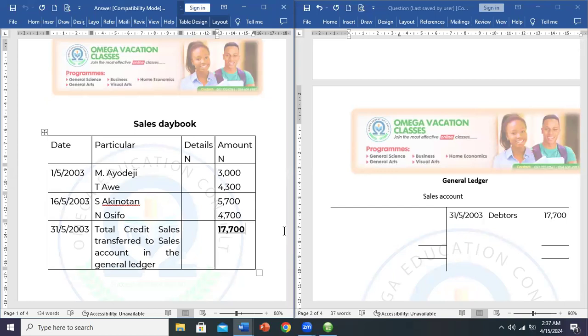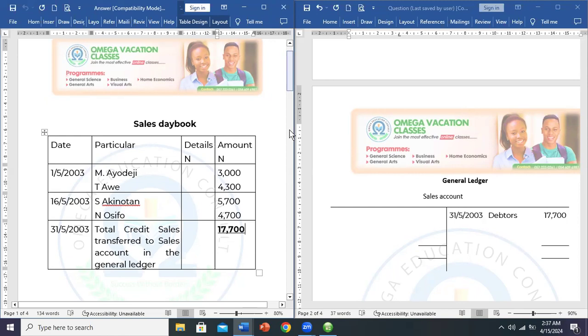Please, yes, sir. Okay. So in the general ledger for the sales account, you only pick the total. It is in the sales ledger, or sometimes we call it the debtors ledger, that you open the account for each person. So that is for the sales day book. That's how you do the postings in the sales day book.